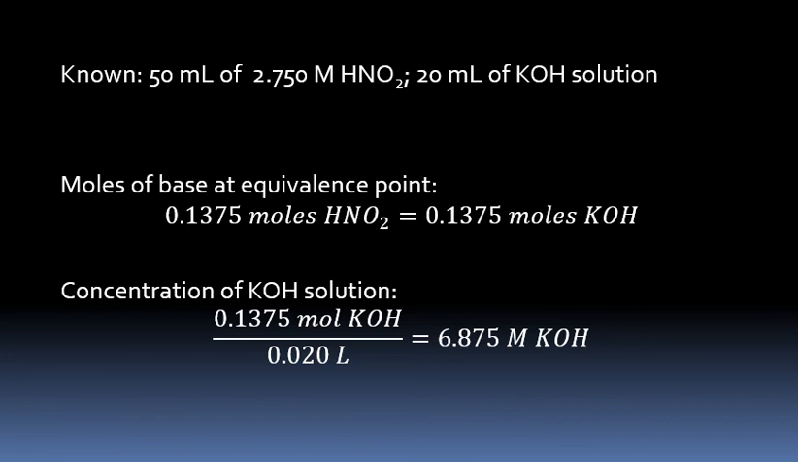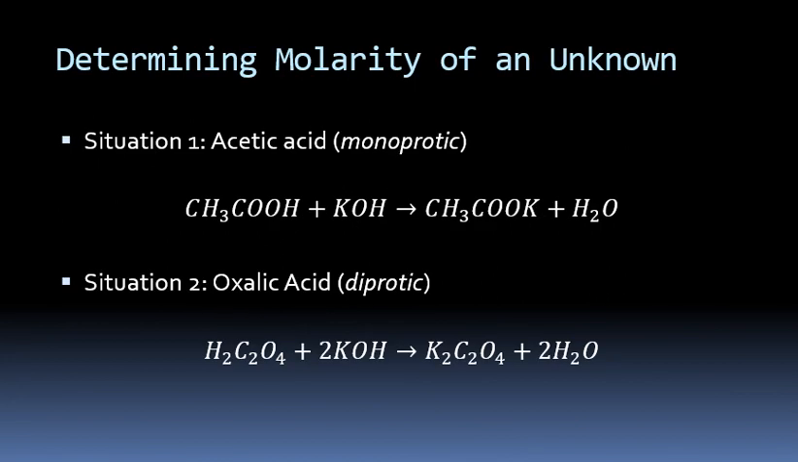Now, after you standardize a solution, you can use that same solution to determine the concentration of other acids, which is what we're going to do. Now, for determining the molarity of an unknown, or in this case, unknown acids, here are the following two situations we're going to work through. One situation is where the acid of unknown concentration is acetic acid, and then the second situation is oxalic acid.